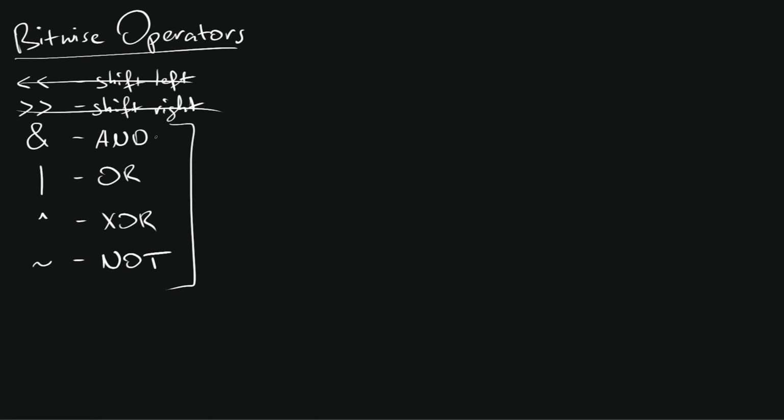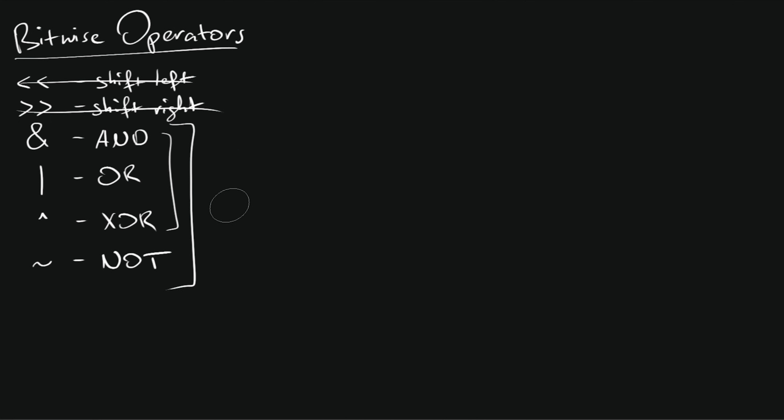Now, three of these act on two different variables or two different bit patterns, really. So in other words, it's always like A AND B, or A OR B, or A XOR B. You need two values to actually be able to use these operators. However, the NOT operator is a unary operator, meaning that it actually acts on a single variable. So in other words, you wouldn't do A NOT B, that doesn't make any sense. Instead, you would use it with a single value like that.